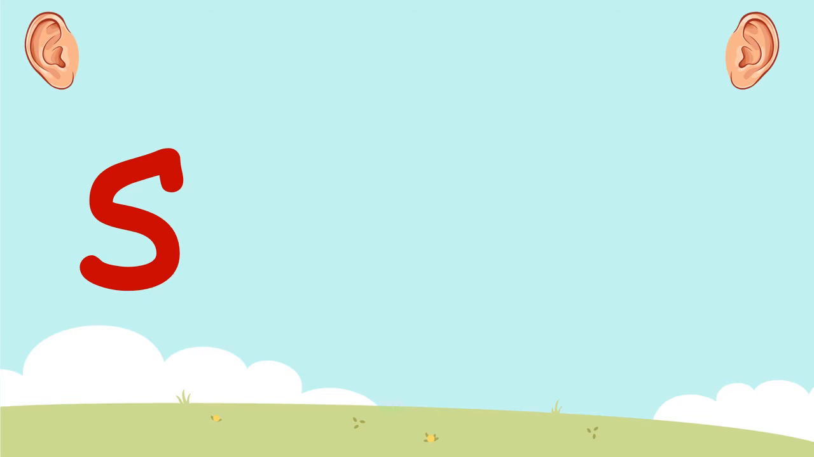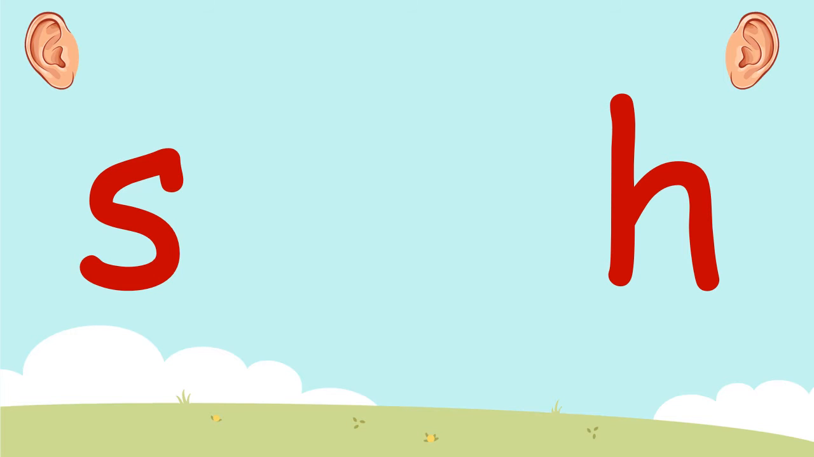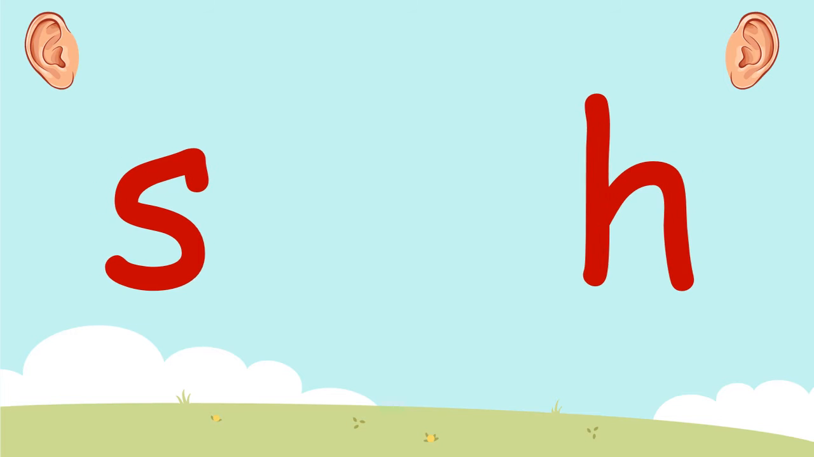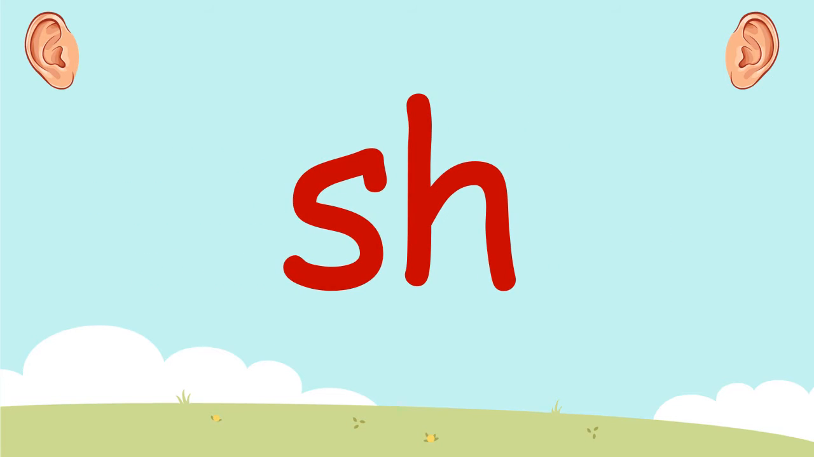Now the next one we're going to look at is SH. You know S, that's S, like snake, and H like happy. But when we put them together, it changes and you get a new sound. That is shh. The sound that a teacher might make when they want you to be quiet. They might say shh. Let's look at words that begin with shh.